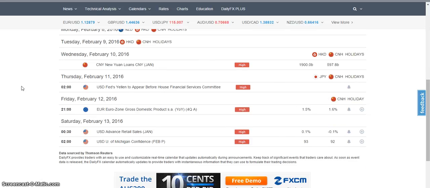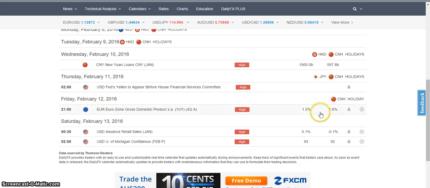But for this section, we're going to be looking at Wednesday, February the 10th. We've got some China yuan loan numbers coming out. So we're just going to see what they come out as. And on Thursday, February 11th, we have Fed Yellen speaking. Now we'll see what results come out of that. And followed by Friday, we have the Euro GDP numbers. So Euro GDP numbers is going to be something to consider.